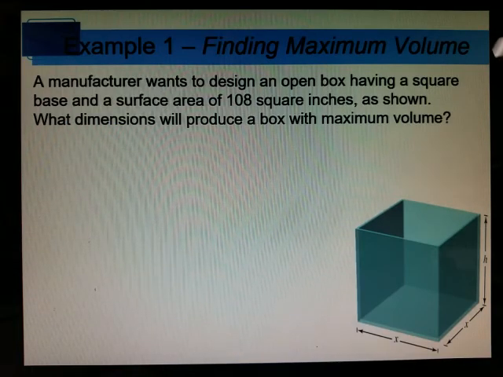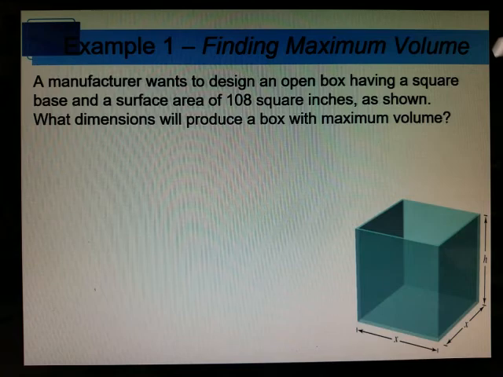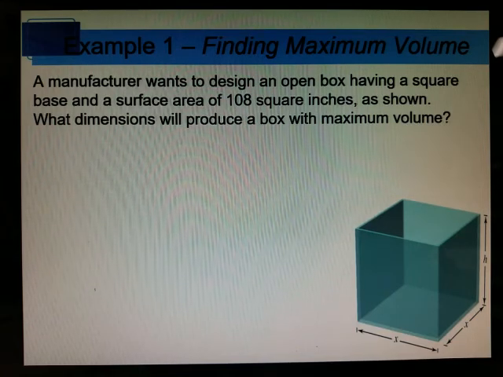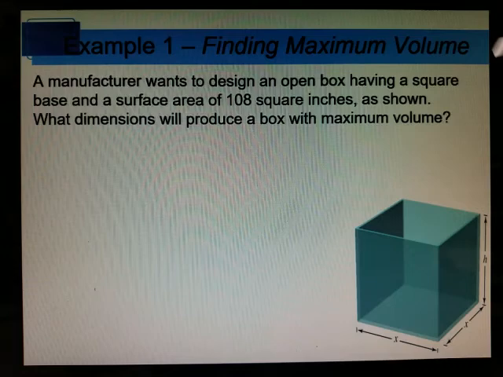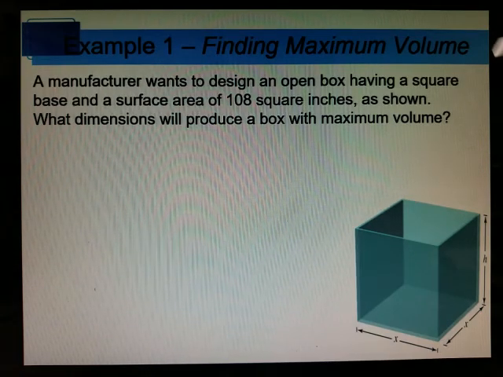A manufacturer wants to design an open box. That means it does not have a lid. Having a square base and a surface area of 108 square inches is shown. What dimensions will produce a box with a maximum volume? See, a lot of these questions are going to be like, I want to have a minimum cost of my company. I want a maximum profit, maximum volume, minimum surface area, or minimum amount of materials. So these are the different types of questions that are real world based.